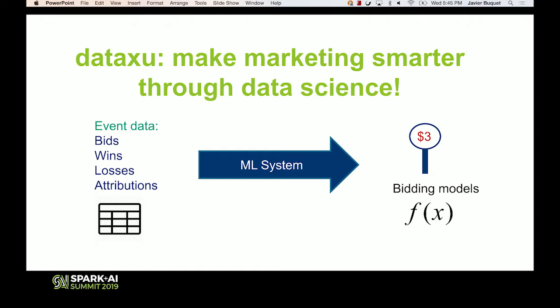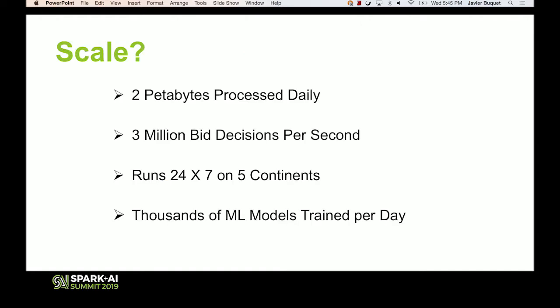To give you a sense of scale, we process 2 petabytes of bid information daily. Each second, we make 3 million ad decisions. That is, for each incoming bid request, we need to decide what's the best ad, on behalf of which of our advertisers, and how much to pay for those ads. And this happens 3 million times a second. So it's a pretty complex problem, and we were wondering whether Spark could do the job.